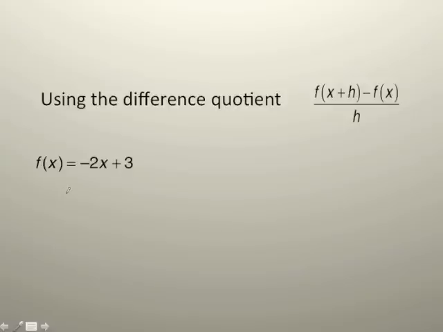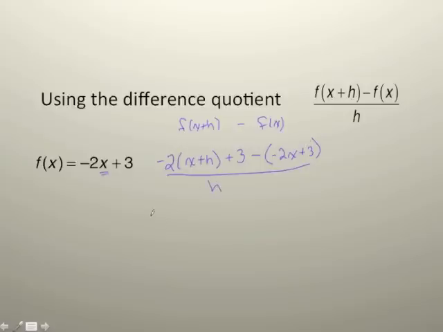Here's another function to find the difference quotient for. F of x plus h. Well, here's my x. So it starts at -2 times x plus h plus 3. That's my f of x plus h. Now I'm going to subtract f of x. So I need to subtract the whole function f of x, -2x plus 3. So I'm subtracting the whole thing. And then I put that all over h.